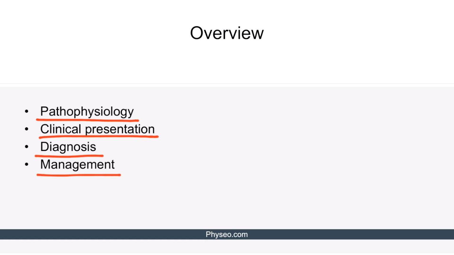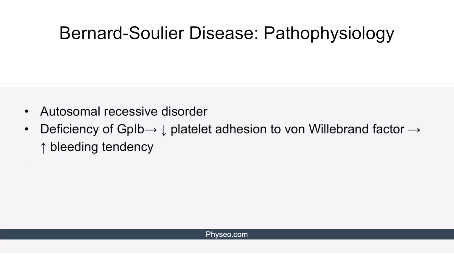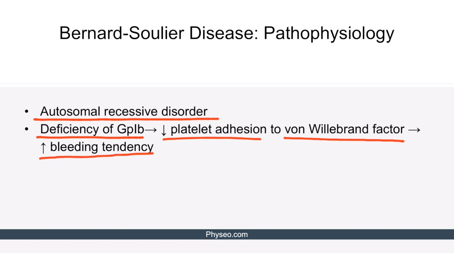Let's start with Bernard-Soulier disease. Bernard-Soulier disease is an autosomal recessive disorder caused by a deficiency of GP1B. Let's recall that this glycoprotein is necessary for platelet adhesion to von Willebrand factor. Deficiency of GP1B causes decreased platelet adhesion and increased bleeding tendency.